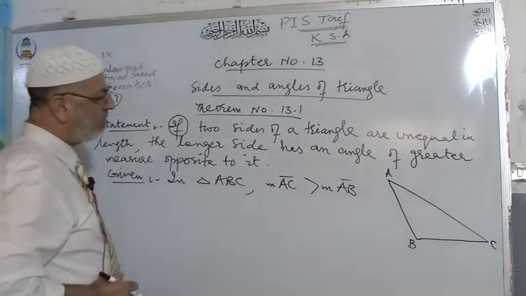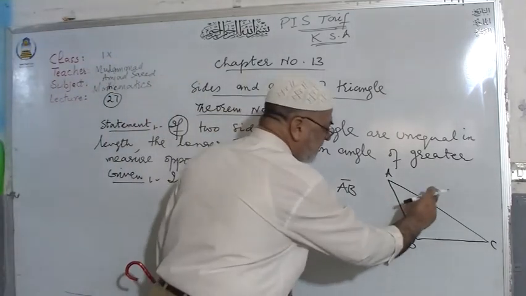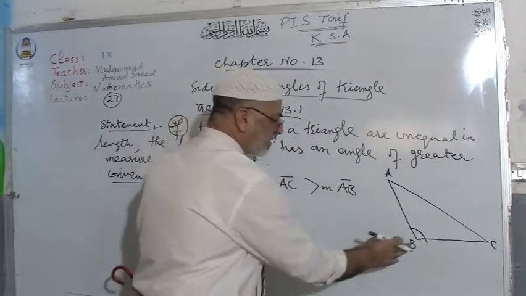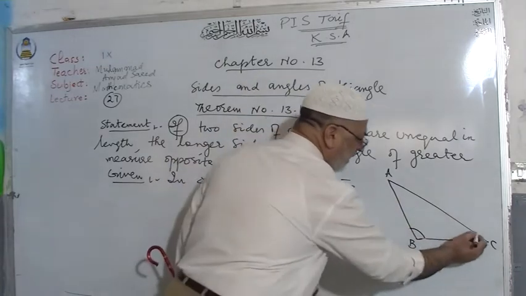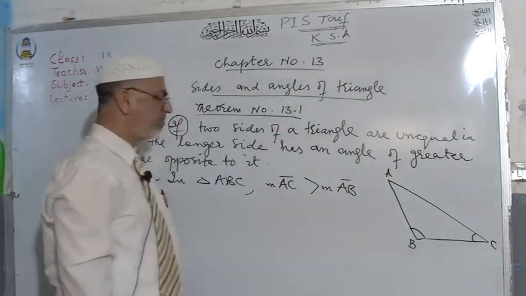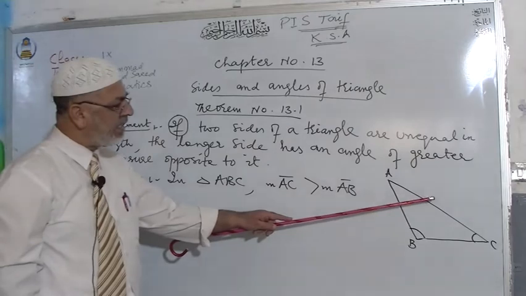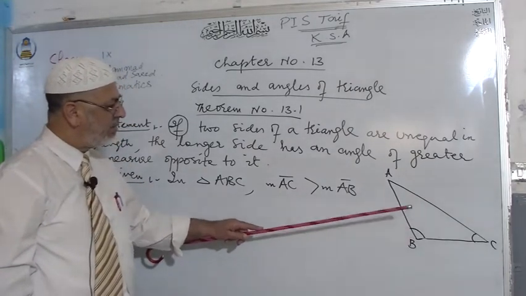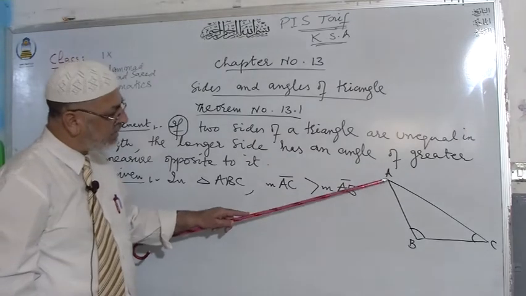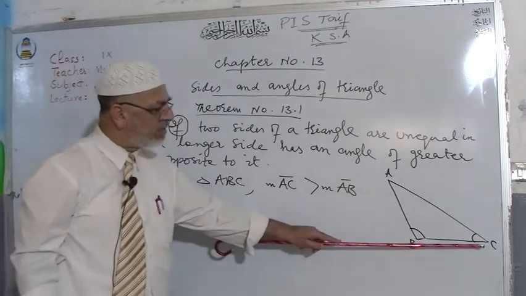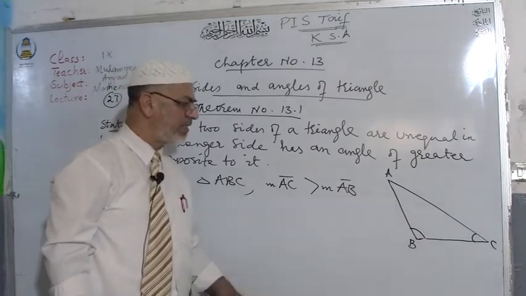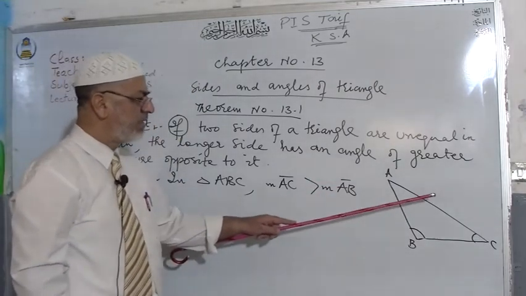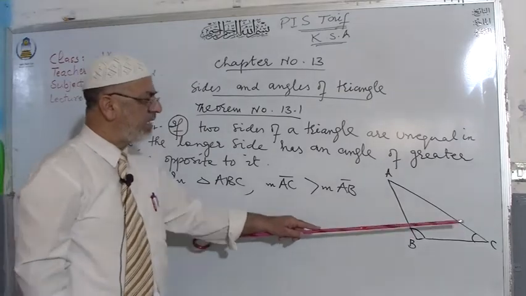To prove is, what is the angle opposite to AC? Angle B. And what is the angle opposite to AB? That is C. What is the longer side? AC. Its opposite angle is greater. The shorter side is AB. Its opposite angle C will be smaller. So, briefly we can say angle B is greater than angle C.